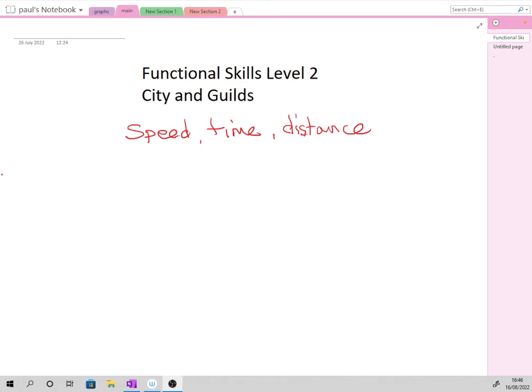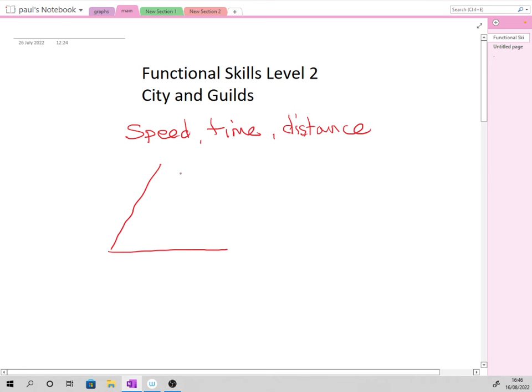And if your distance is longer, it will take you a longer time to get there, providing you go at the same speed. So all these three things are tied up together, and we've got to know how to work out any one of them given the other two. So the way to do this, or one of the ways, is to draw a speed, time, distance triangle.